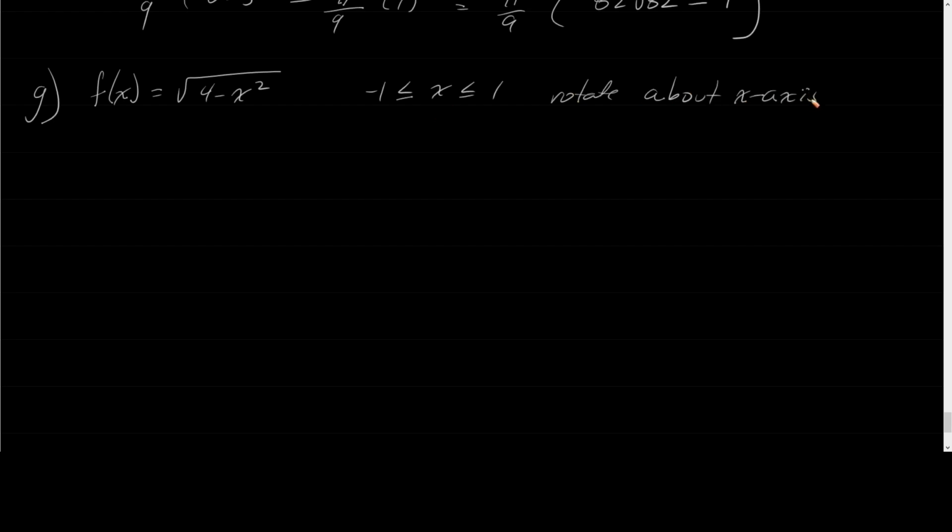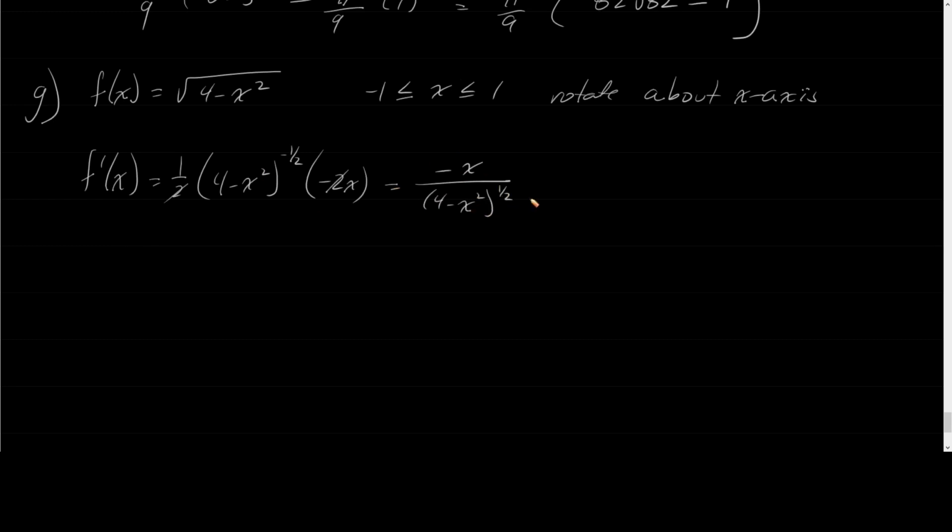All right. So the very first thing I need to do here is I know I'm going to need to figure out what f prime of x is. So f prime is 1/2 times 4 minus x squared to the -1/2, and then by the chain rule times -2x. So what I can say here is really just, well, these twos cancel out. So I have -x over 4 minus x squared to the 1/2. All right. So now let's see what we get here.